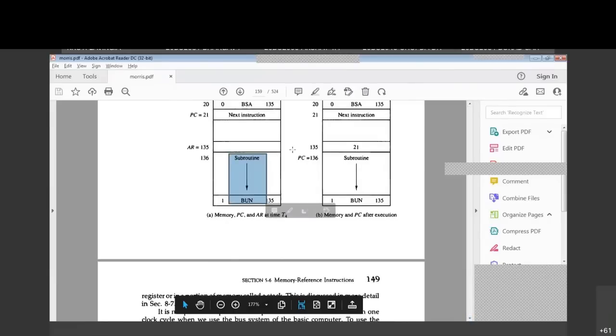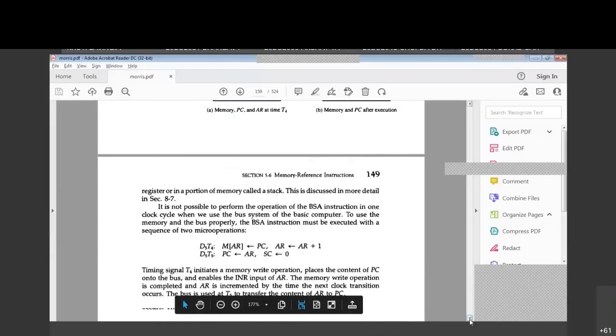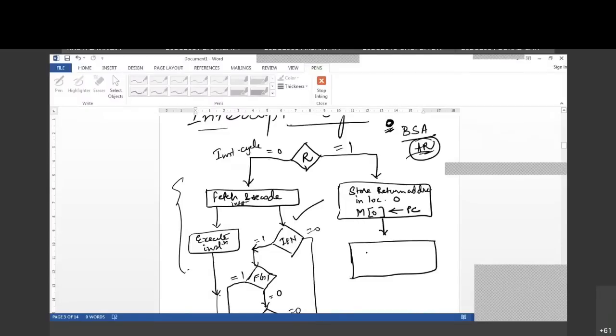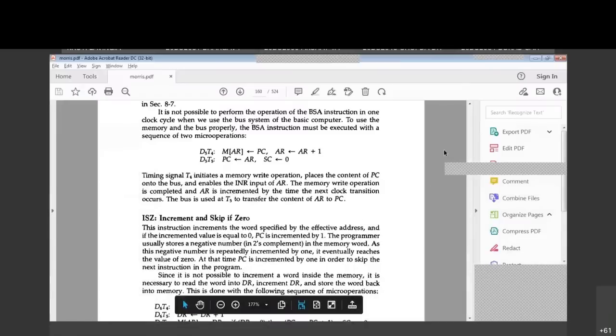So here, now that we are storing our return address at location 0, where will my subroutine start from? It would be starting from 1. So what we will do over here, we will branch to location 1, and we will store 1 in our program counter. When 1 is stored in the program counter, whatever is at 1 would be executed.